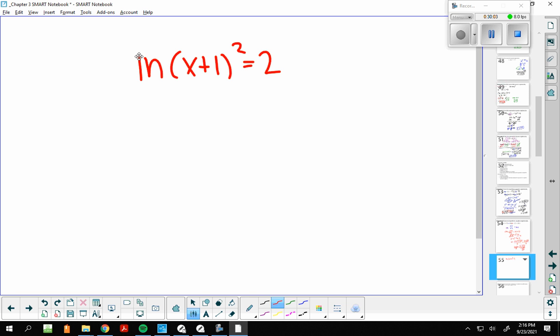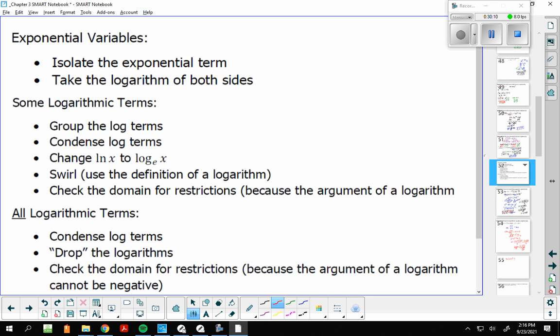Okay, I don't know how I did not put an example like this in. We have one log term. So here's my rules for that. Group the log terms. We only have one here. Condense them. We'll change the natural log to log base e so that we can swirl. And once we swirl, that's just using the definition of log. And then we also have to check the domain.